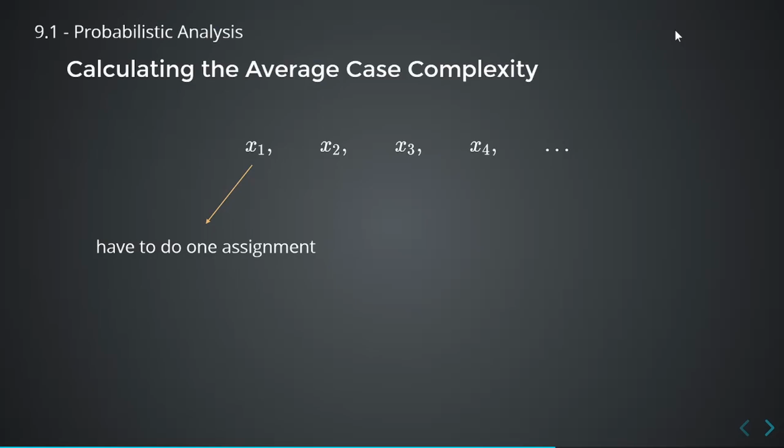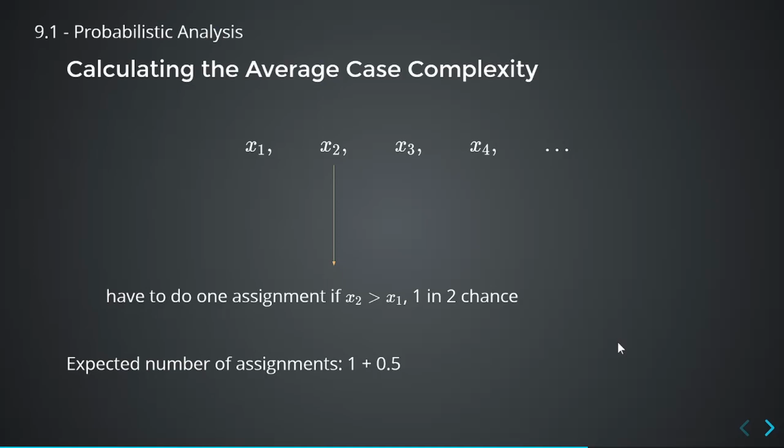Let's look at this case. You've got x1, x2, x3, x4. You don't know which one's biggest. Okay, when you start with the first one, you have to do one assignment. So the expected number of assignments is at least one. You've got to do this one. Now the next one.